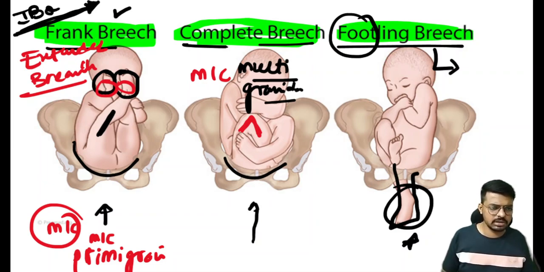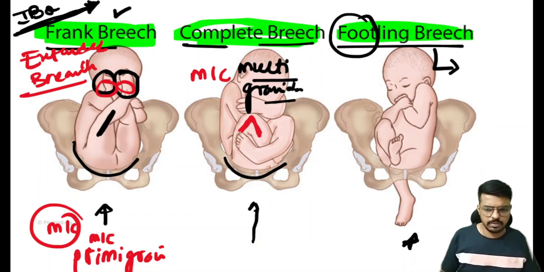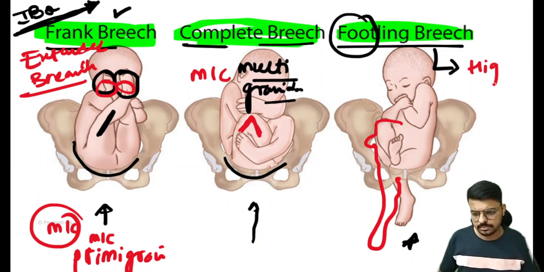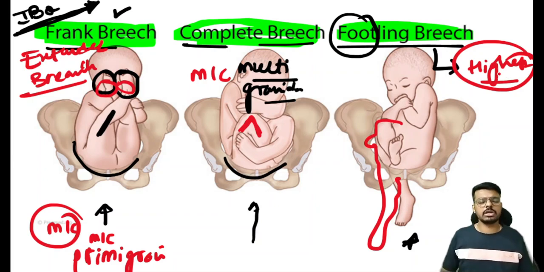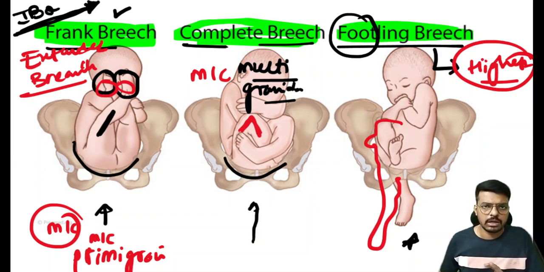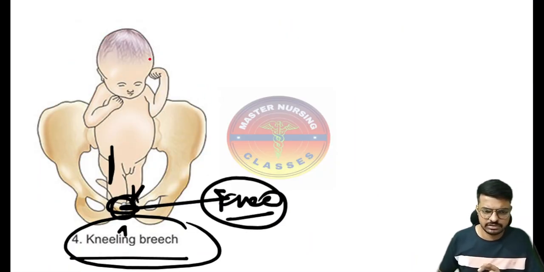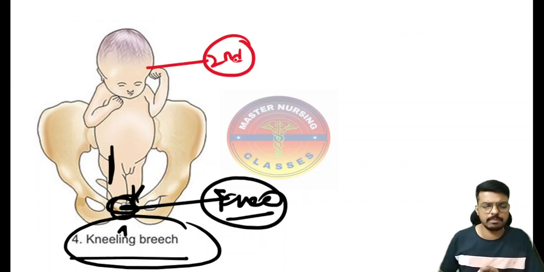But look at the third image, this one. Here this side is open, this side is open, meaning this pelvic inlet is not completely closed here, so there is a chance of prolapse of the umbilical cord. The question will come: which of the following breech presentations has the highest chance of umbilical cord prolapse? The answer is footling breech. This is the first best answer, and the second best answer is the kneeling breech.